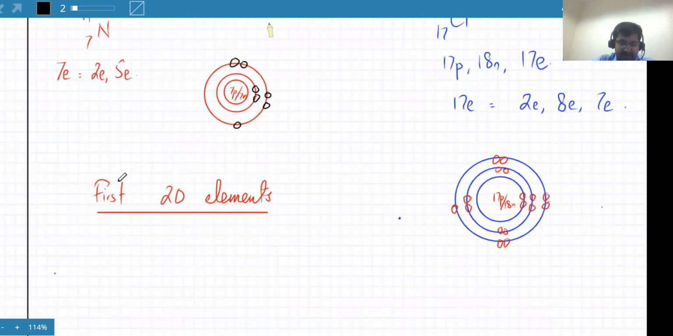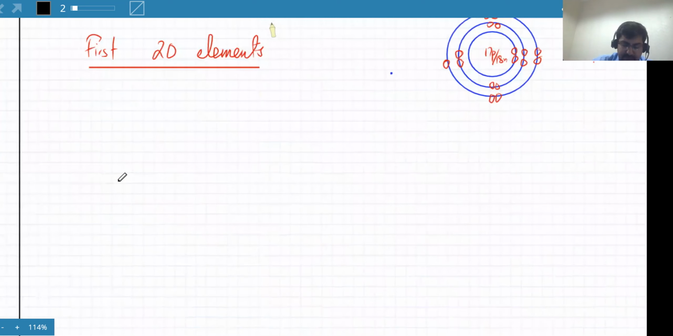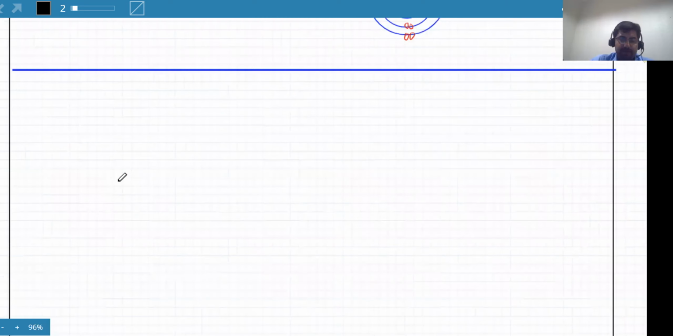And I told you to write the electronic configuration of the first 20 elements. I'm going to post this on the Google Classroom. I think that it's not there right now. So I'm just going to do one more example.